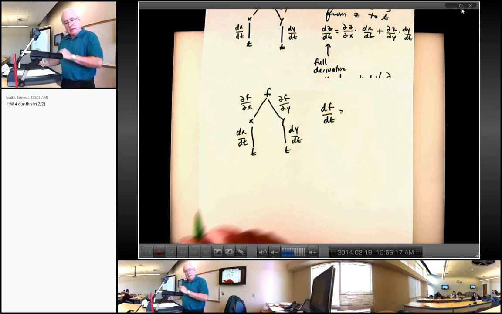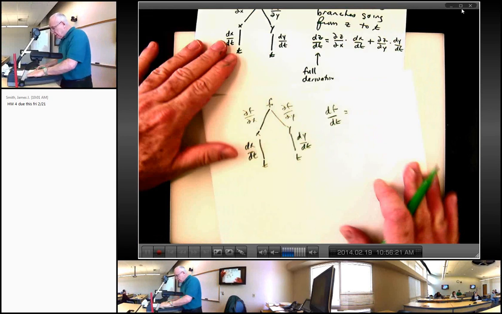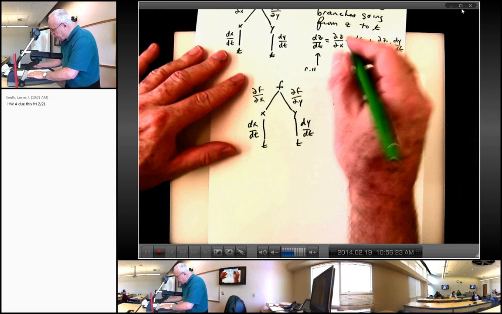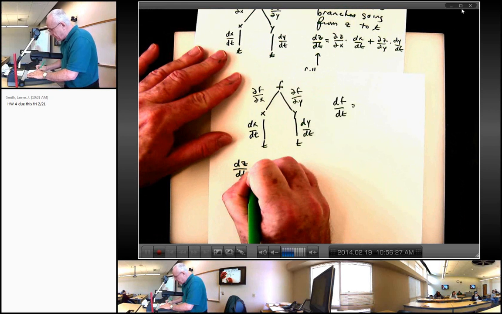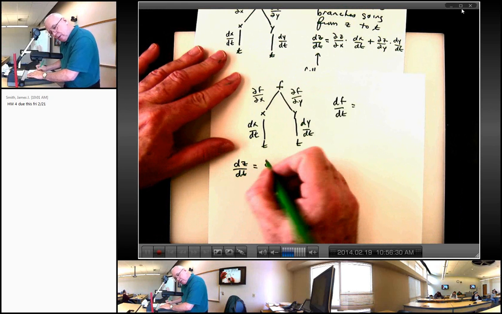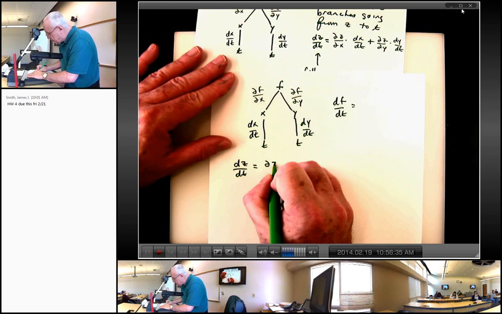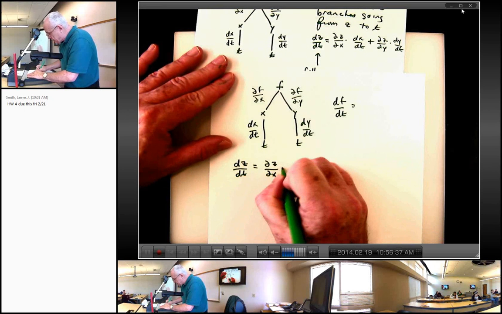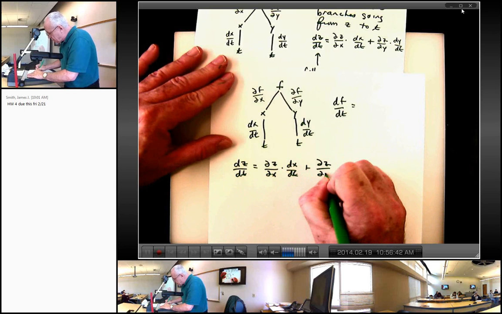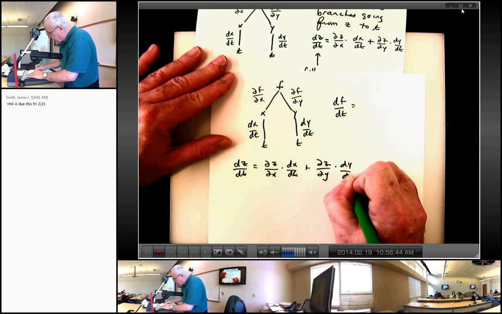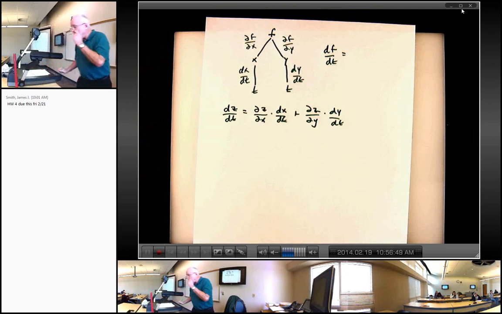One little comment, then we'll take a break. Let's actually look here. Let me rewrite this, the first one that I wrote down. I'm just rewriting it. dz dt equals partial z partial x times dx dt plus partial z partial y dy dt. Okay, just rewriting it.